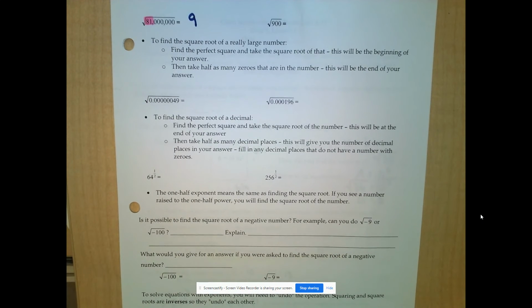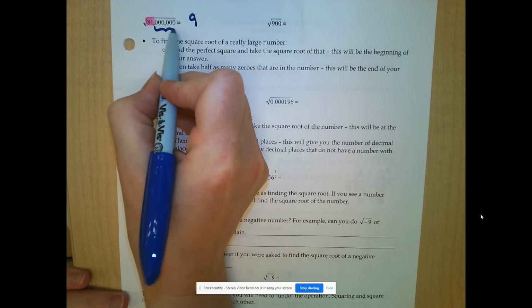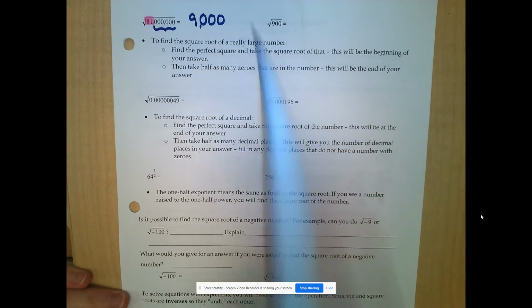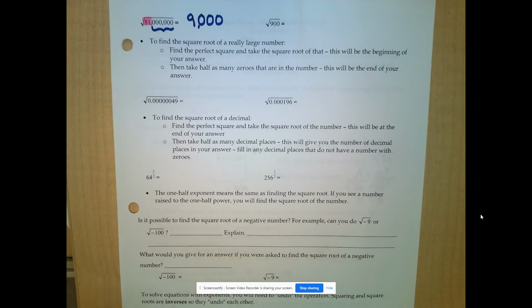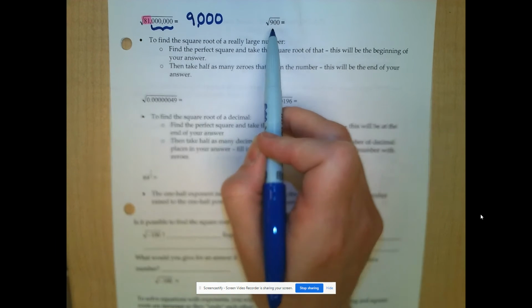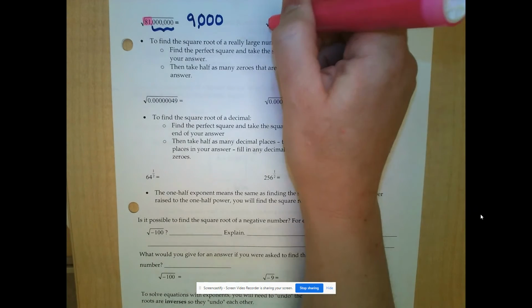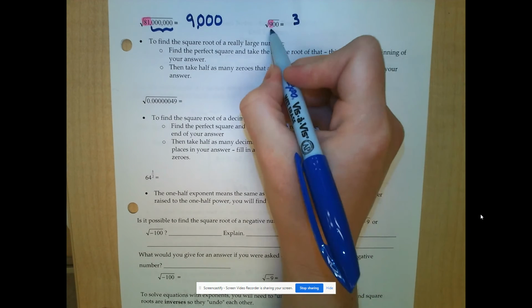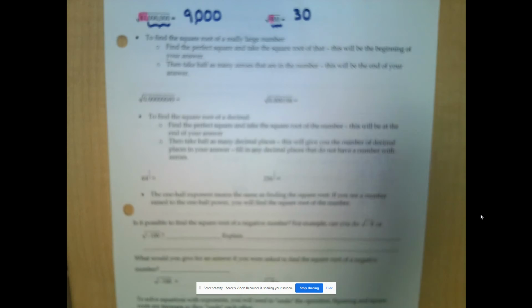Then it says take half as many zeros as there are in the number. So when I look at this, this has 6 zeros, so I'm only going to put 3 zeros in my answer and I would be done. We're also going to assume this was looking for the principal square root since there was no symbol in front of it. The square root of 900. So if I look for the square number at the beginning, 9, the square root of 9 is 3, and then I only want half of the zeros, which would be 1 0.